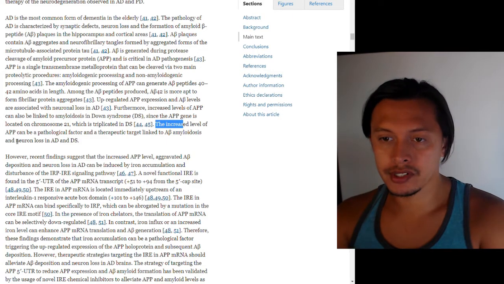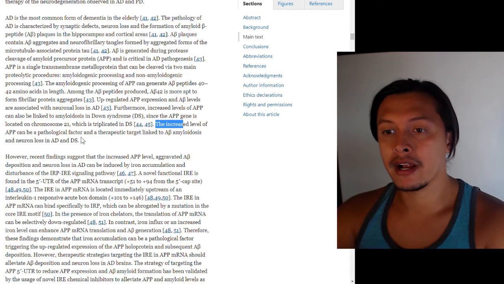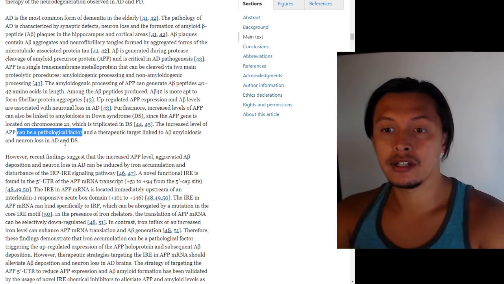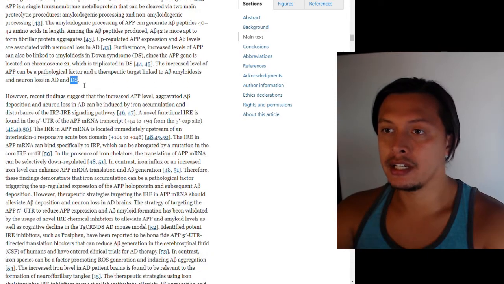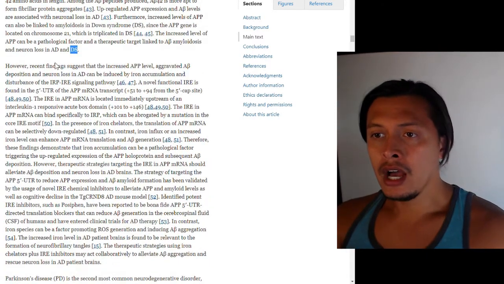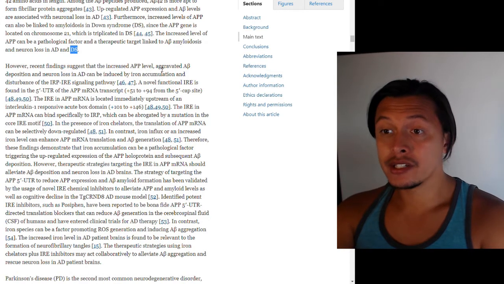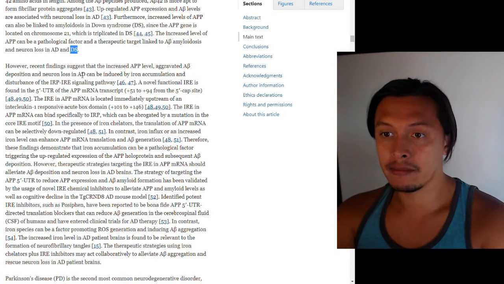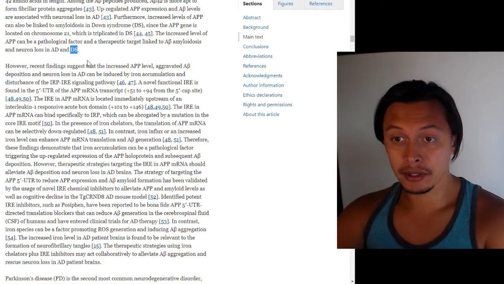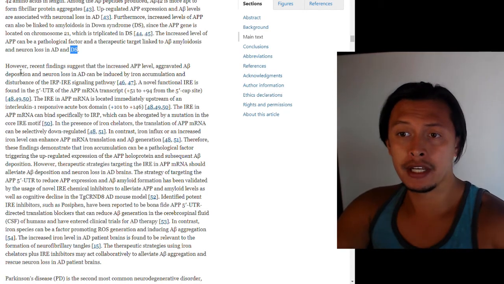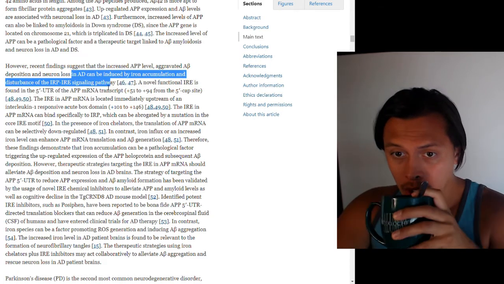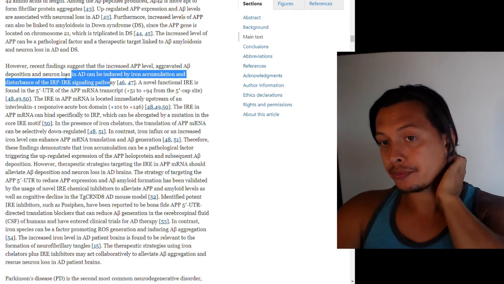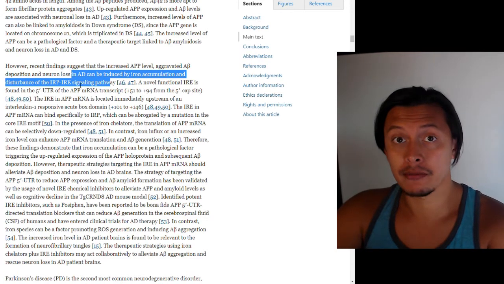Anyways, the increased levels of APP can be a pathological factor and a therapeutic target linked to amyloid beta amyloidosis and neuron loss in Alzheimer's disease and Down syndrome. However, recent findings suggest that increased amyloid precursor protein levels, aggregated amyloid beta deposition, and neuron loss in Alzheimer's disease can be induced by iron accumulation and disturbance of the IRP-IRE signaling pathway. So if you have too much iron accumulating, you can basically have Alzheimer's disease.